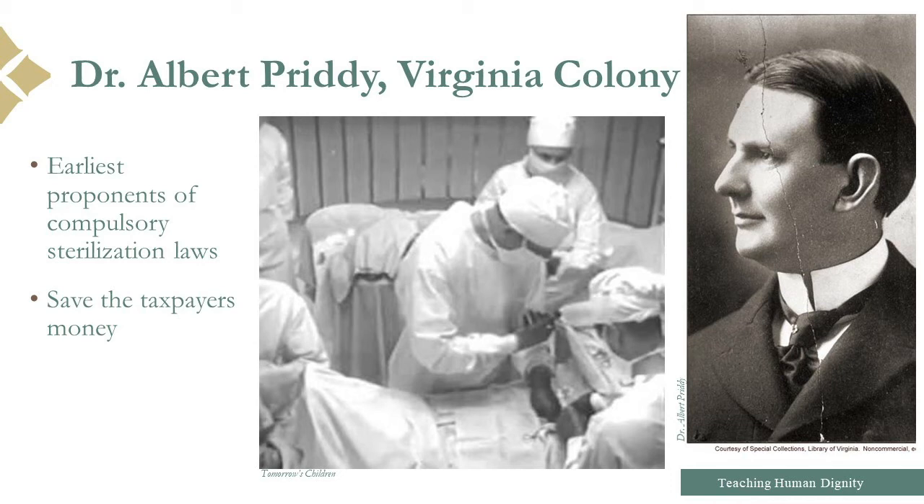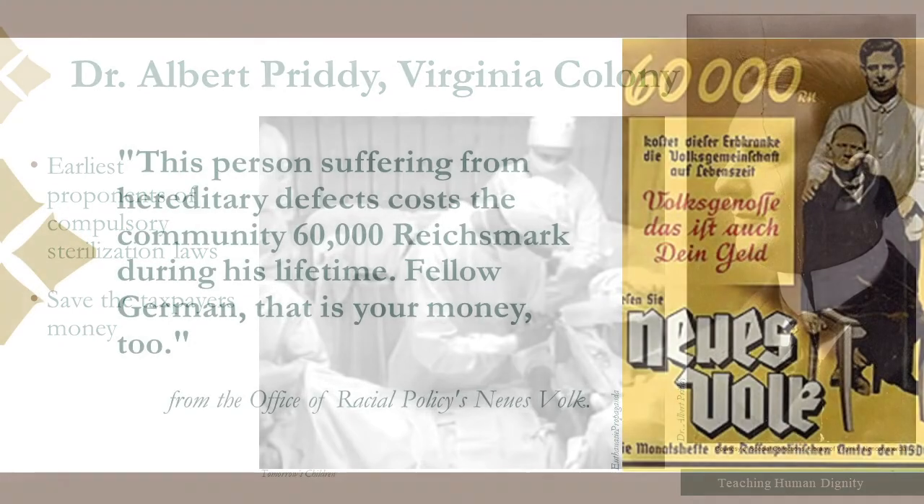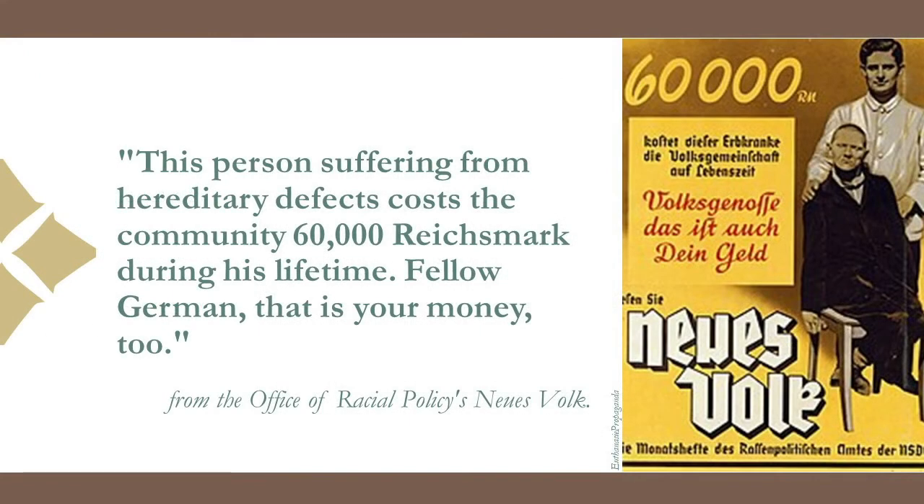He was one of the earliest proponents of compulsory sterilization laws because he argued that it would save the taxpayers money. It's also very hauntingly similar to the economic justification behind the T4 program in Germany. This was from a poster that was distributed in World War II, showing the German citizen exactly how much his fellow citizen with a disability would cost him, right?